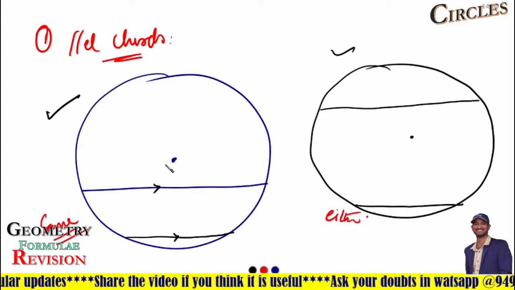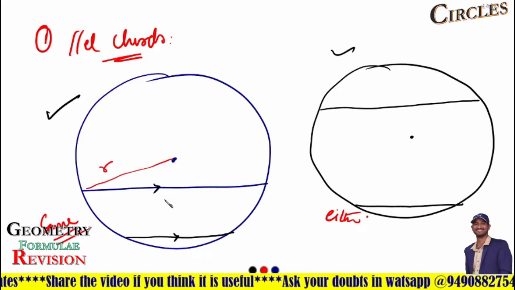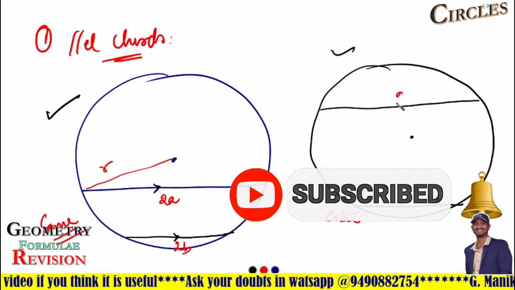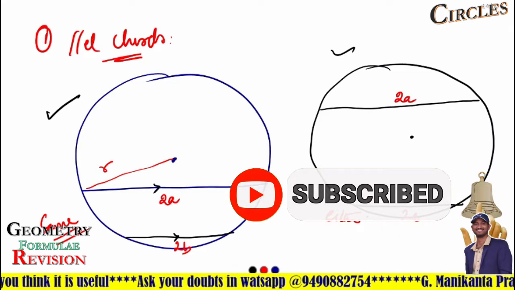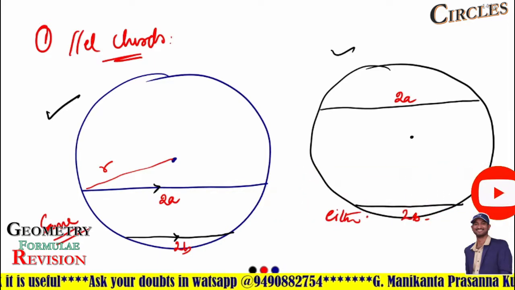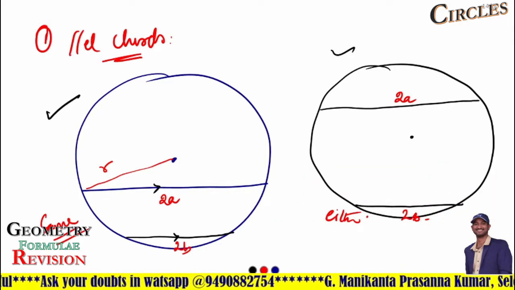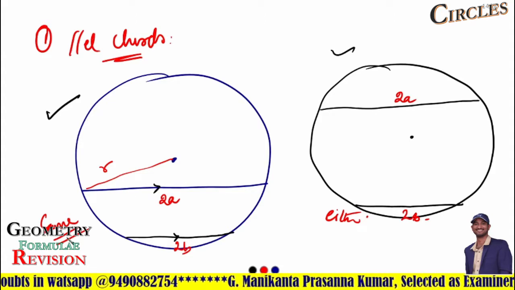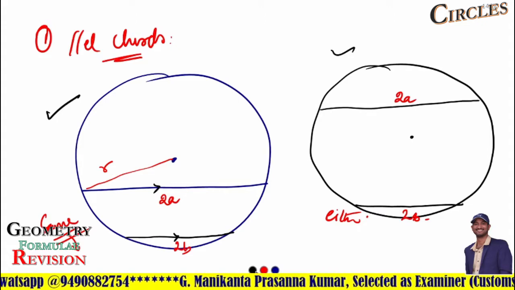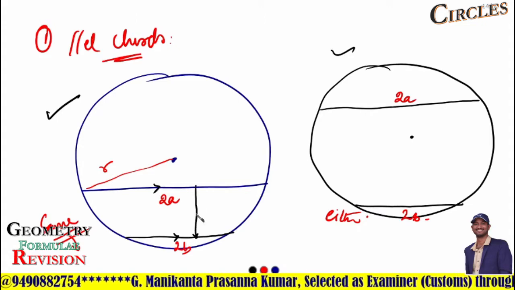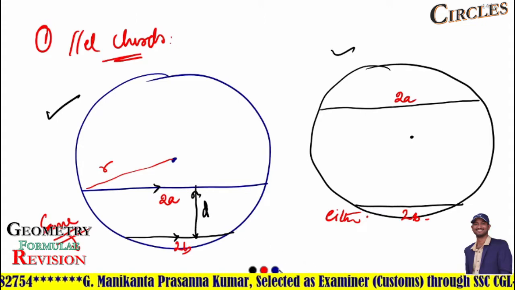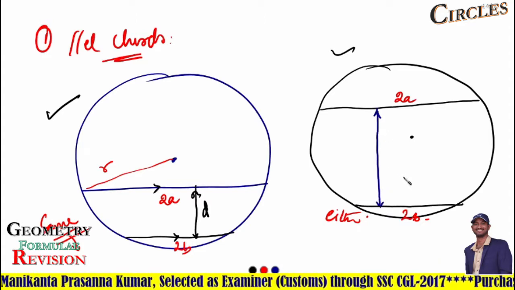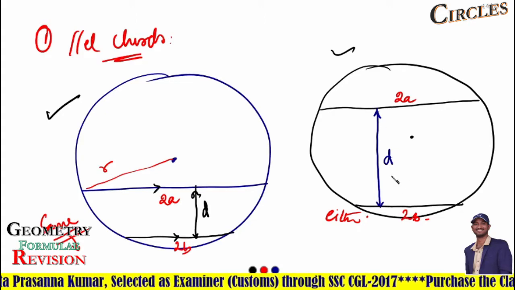If the radius of the circle is r and the lengths of the chords are 2a and 2b, not a and b, 2a and 2b, then if the chords lie on the same side of the center, the distance between the chords is this. And in the either side case, the distance between the chords is this.